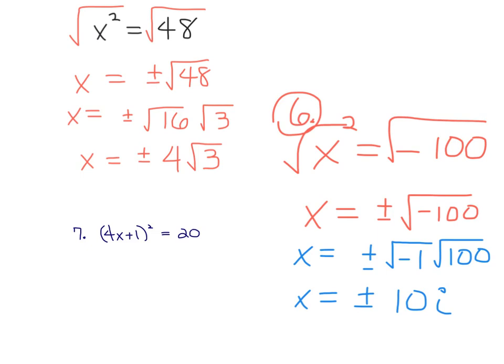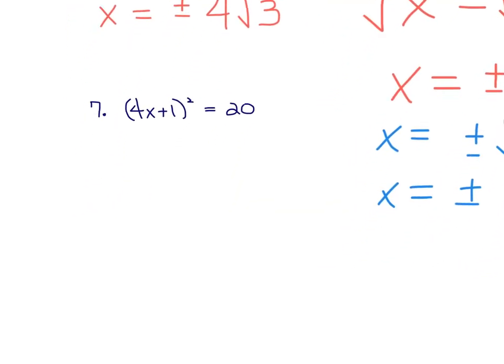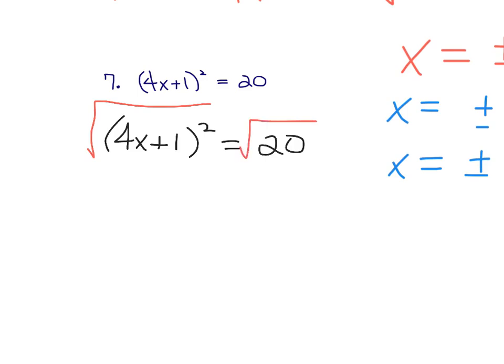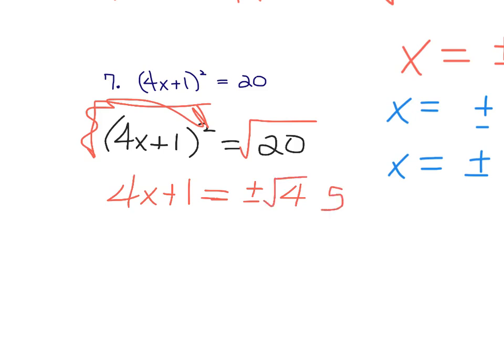And then for number 7, again, I'm going to square root both sides. So let me rewrite it. 4x plus 1 squared equals 20. I'm going to square root the left side, square root the right side. Square rooting that expression, that squared, cancels it away, and the 4x plus 1 comes out. I can factor the 20 into 4 times 5. If you do 2 times 10, you got to keep breaking it. So then I get 4x plus 1 equals plus and minus 2 radical 5.